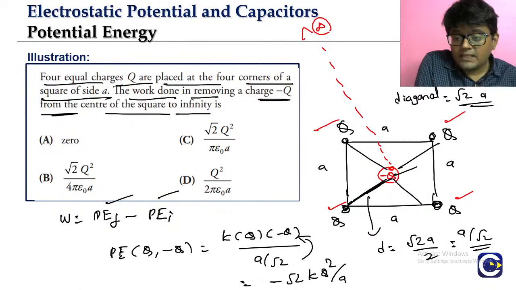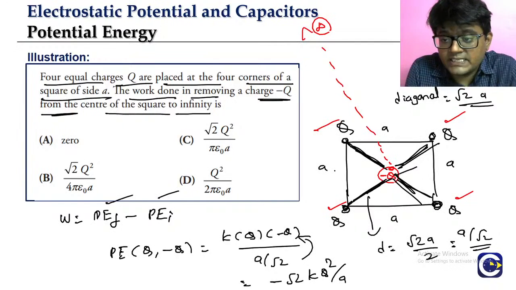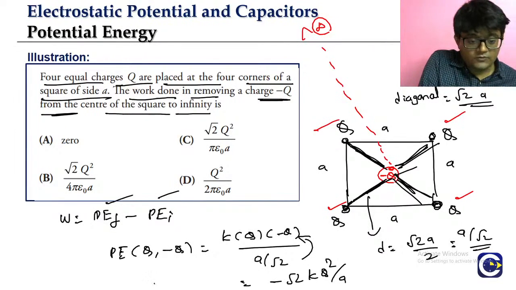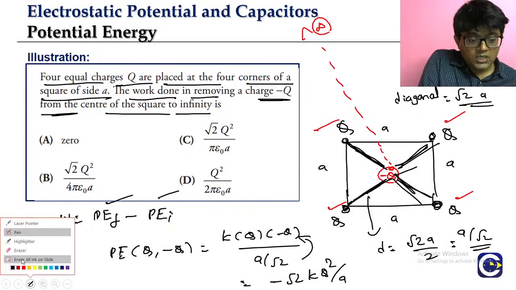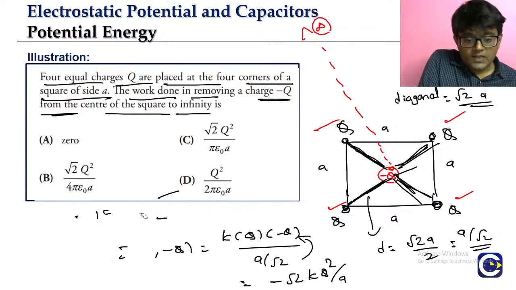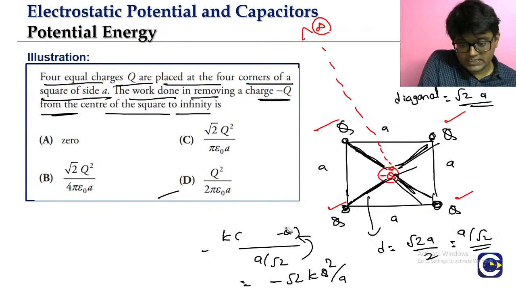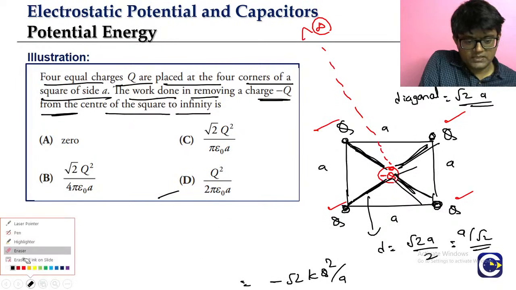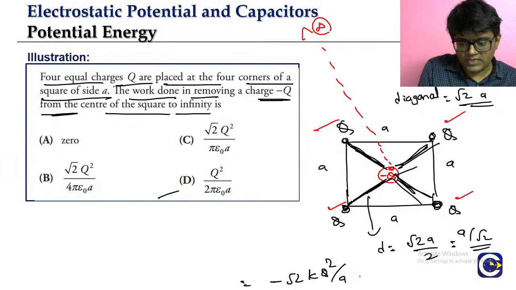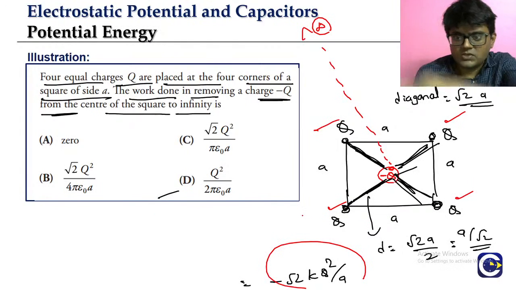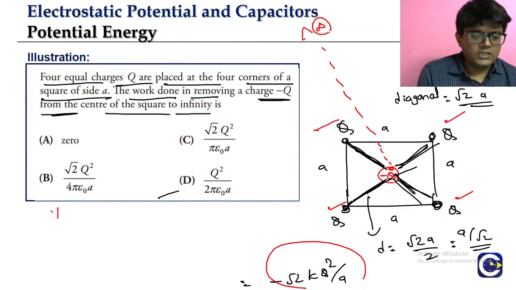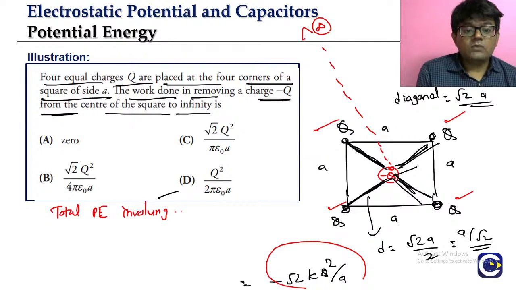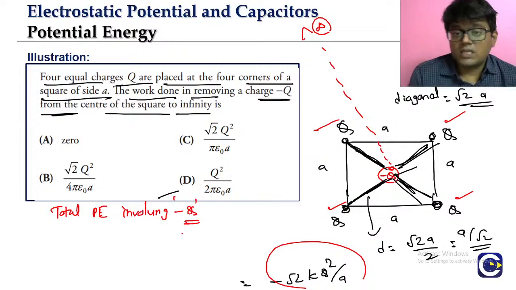இங்க பாருங்க, all the 4 potential energy terms identical தானா? All the 4 potential energy terms are identical. So the total potential energy involving the minus q charge, அது எவ்வளவு வரும்? 4 times of this value. ஒரு pair-க்காக this is the value, right? So we have 4 such pairs. The total potential energy involving minus q. இது நம்ம மிஸ் பண்ணக்கூடாது.